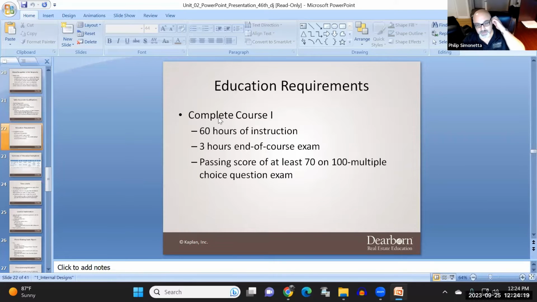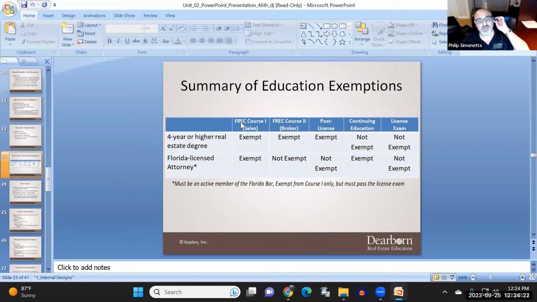Okay, so education requirements, we just went over those. Let's look at the summary of education exemptions. There are exemptions. If you remember on the application, it asked if you had a 4-year degree or if you are an attorney. If you have a 4-year or higher real estate degree, you're exempt from this course, the broker course, and post license because you already have the degree. Your continuing education is not exempt, and your license exam is not exempt. You still have to take the test, but they don't make you take the courses because you already know it from the education. So for post and courses 1 and 2, you don't have to take the classes. You can just take the test right away, but you still have to do your continuing education every 2 years.